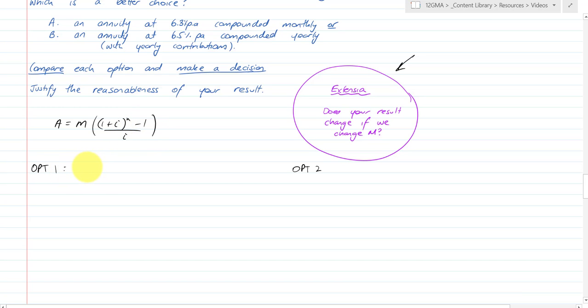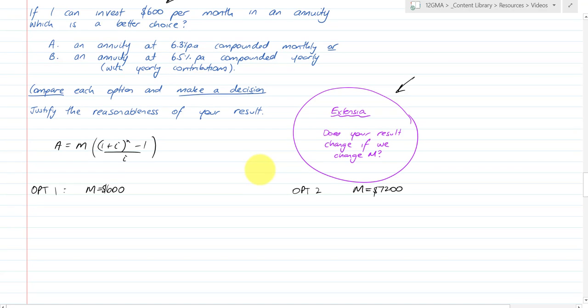And in option 1, M is 600. But in option 2, M is equal to 7,200, which is 12 times 600. Same amount, but depositing yearly. I'll go back up, you can see it's $600 per month. I is equal to 6.3 over 1,200 there. And over here, I is equal to 6.5 over 100 because it's not monthly, it's just yearly.